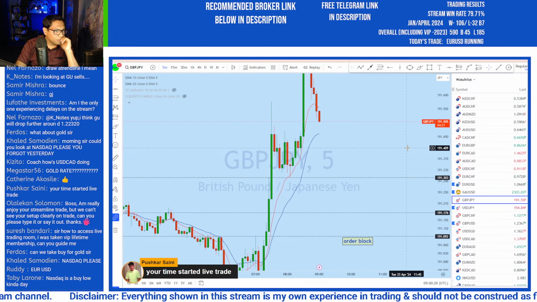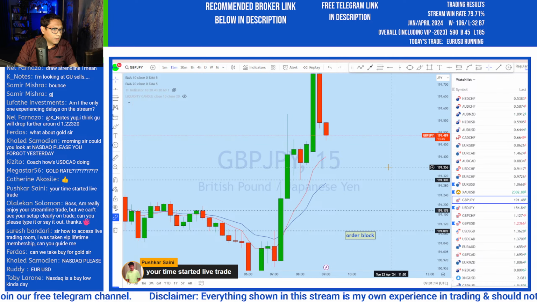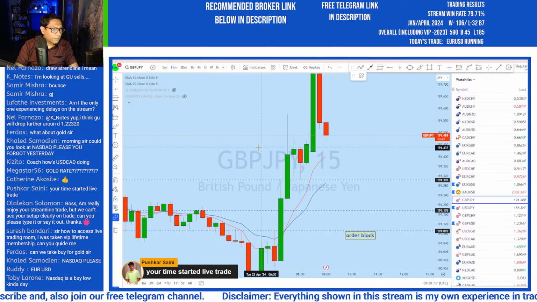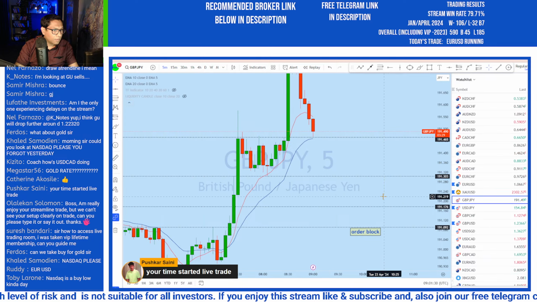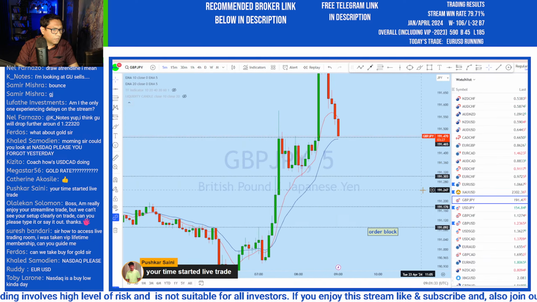Okay, so here we see a bit of a gap opening. That's very interesting. There is a gap opening here on GJ. We might find an entry on GJ. Let's see.